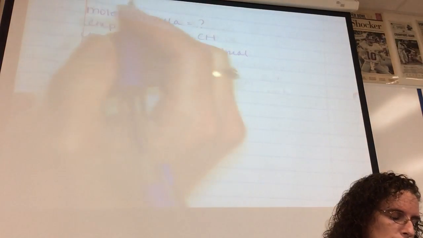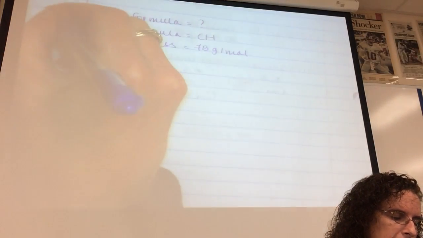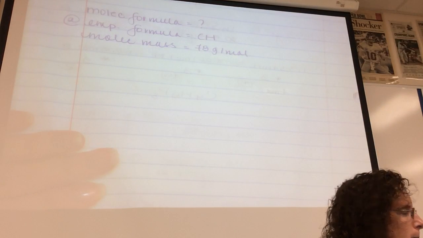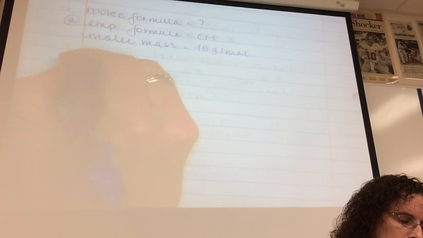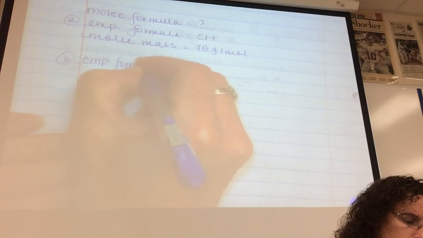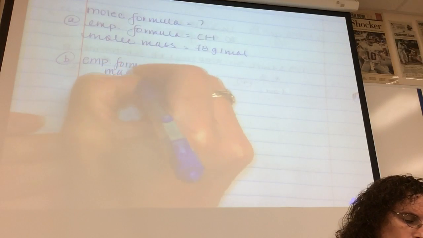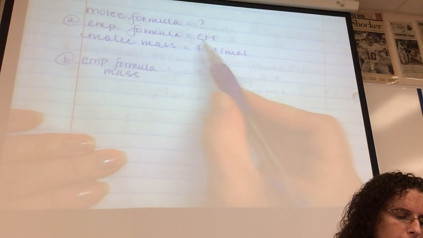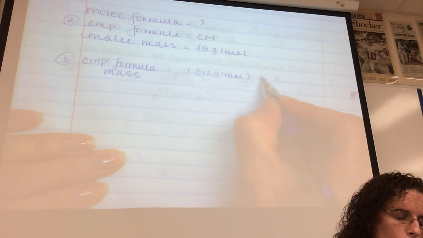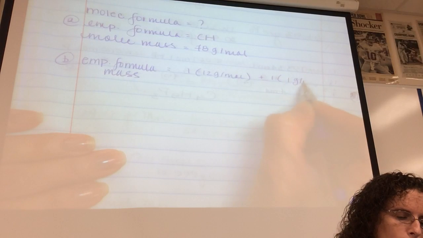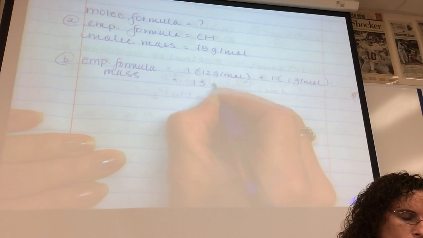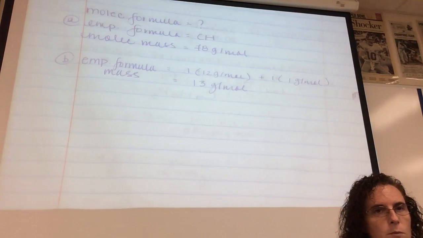So the first step is to determine the empirical formula. Step A, that's already been done for you, making life a little easier. In step B, you want to calculate the empirical formula mass. And again, we did that previously. We have one carbon at 12 grams per mole and one hydrogen at 1 gram per mole. And so the empirical formula mass is 12 plus 1, which is 13 grams per mole.